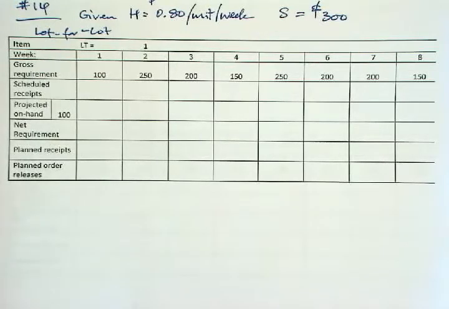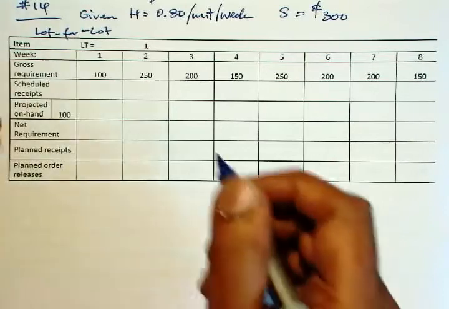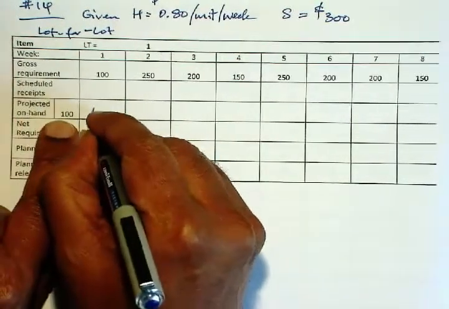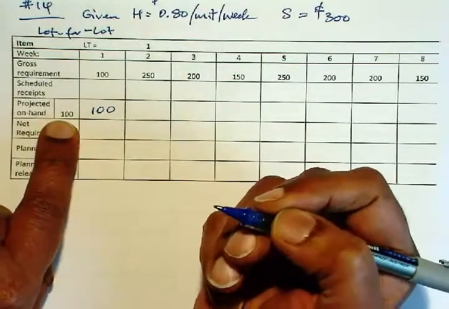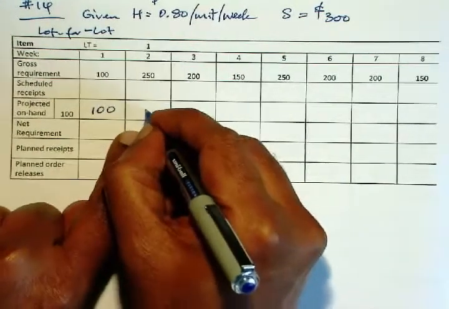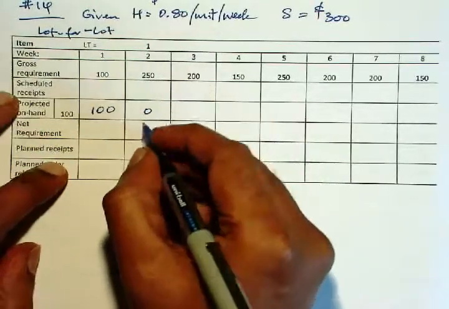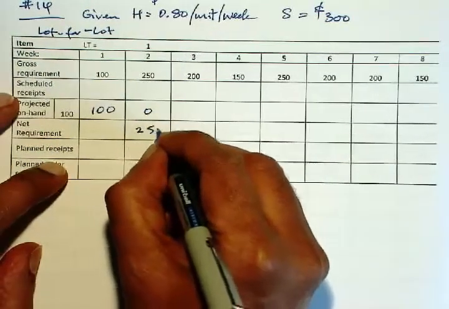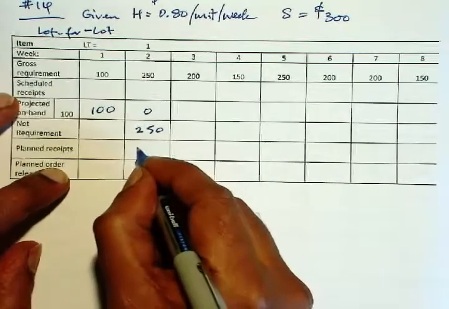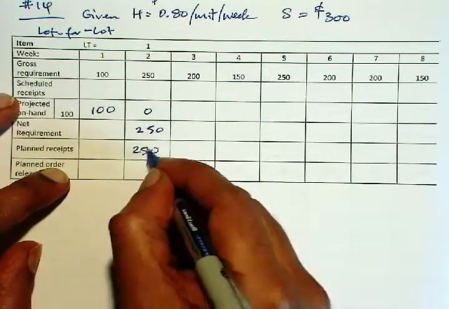So lot for lot, we have on hand. Okay, so we start with 100. So 100 is gone, 0. So 250 is the net requirement. So 250 is the planned order receipt, and therefore 250 is the planned order.